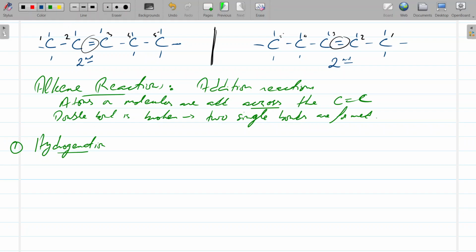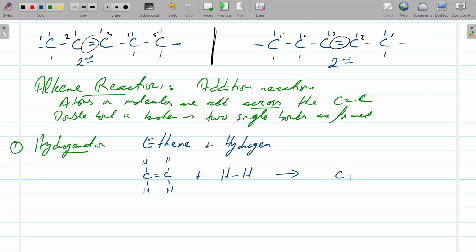Right? And so let's take a look at the example of ethene plus hydrogen. So you've got C2H4 and you've got H2. What do you think you're going to get? The double bond is being broken and two single bonds are being formed. So what are you going to get?